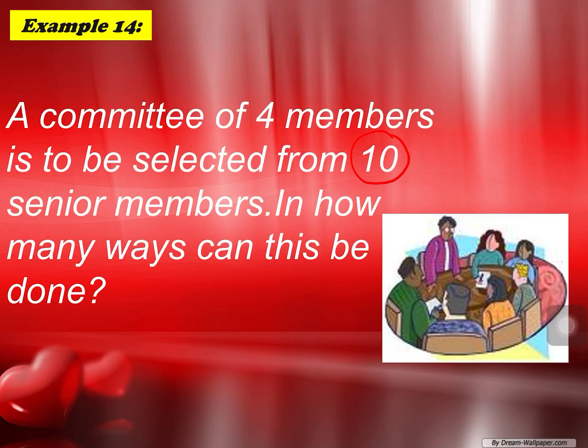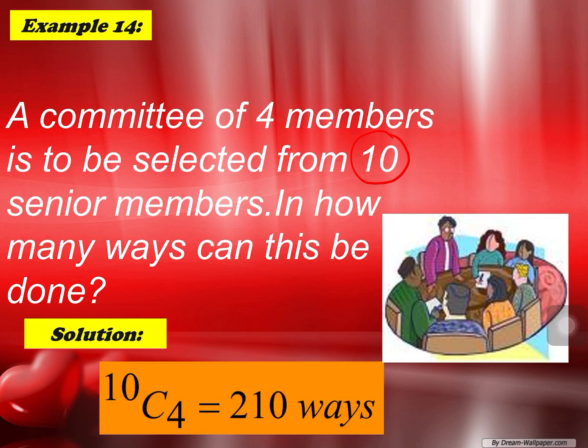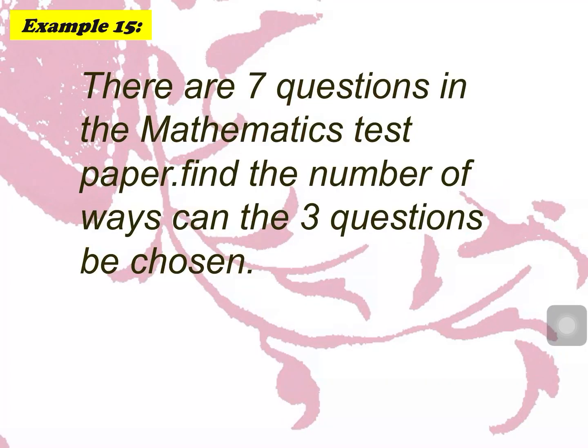So let's look at example 14 again. A committee of 4 members is to be selected from 10 senior members. In how many ways can this be done? So the solution is 10C4. So there are 210 ways. So where do you find this function nCr? It's at the division button. So how to use this? You push the button number 10, and then you push shift and then division, and then you will get C, and then you push the button 4 and then you'll get 210 ways.